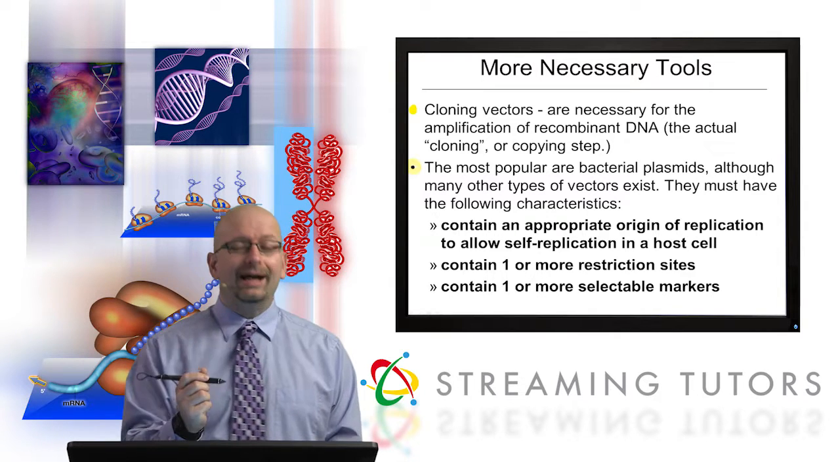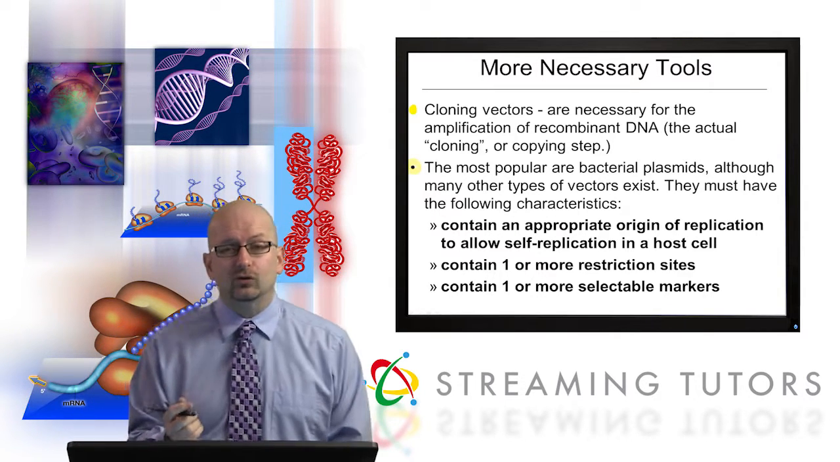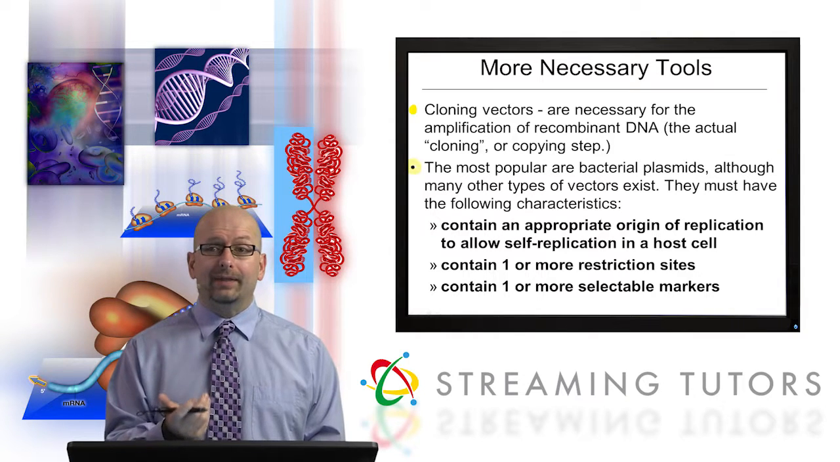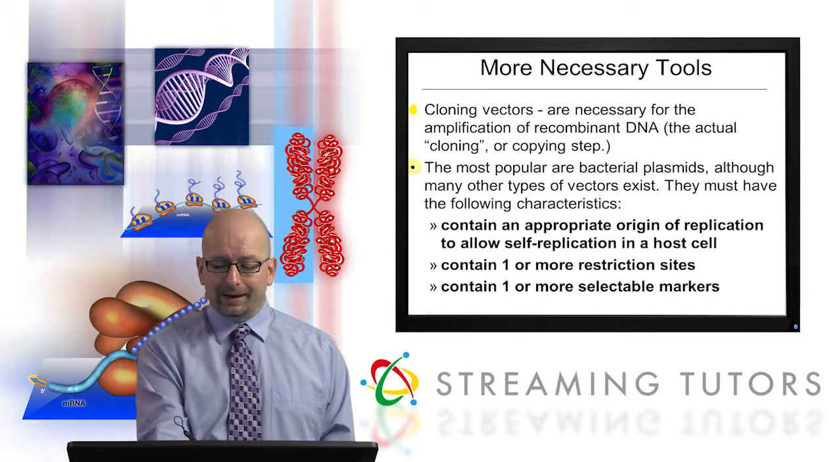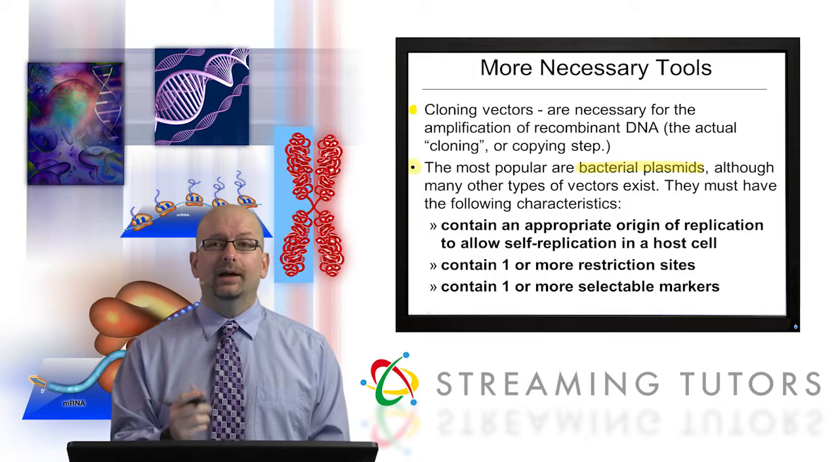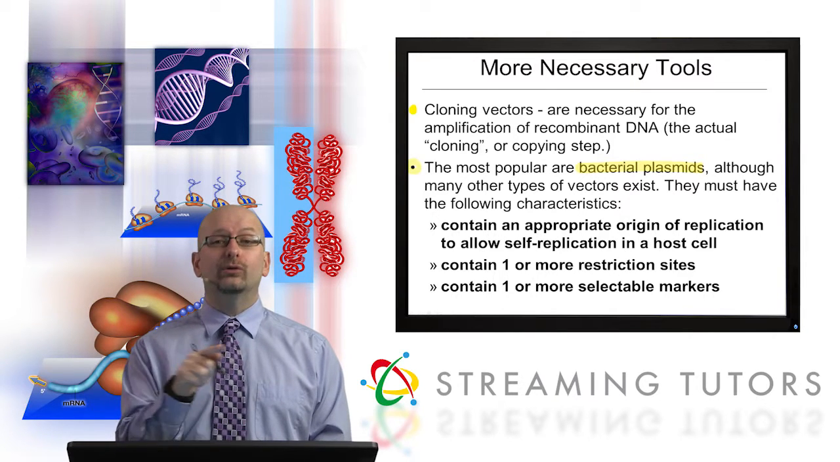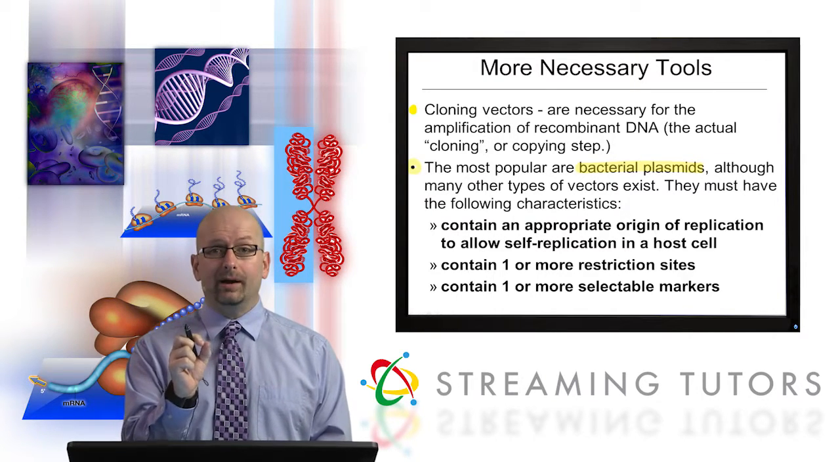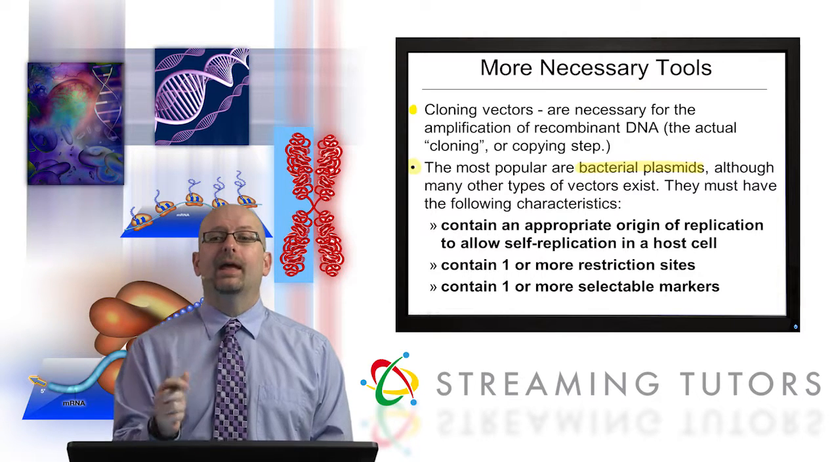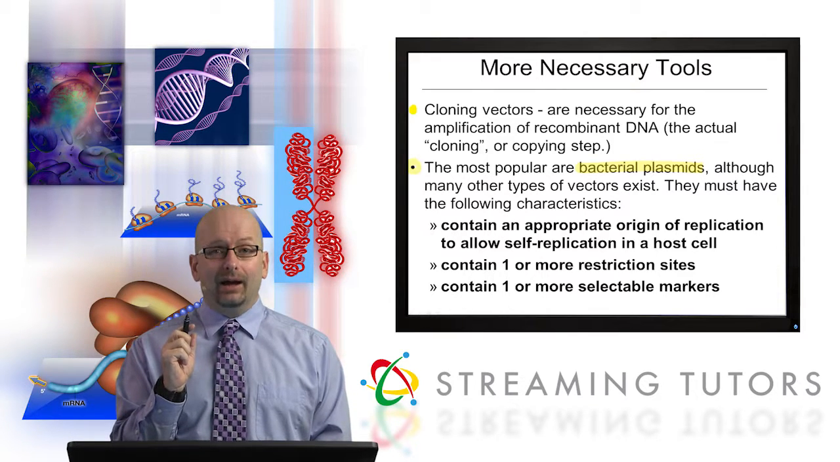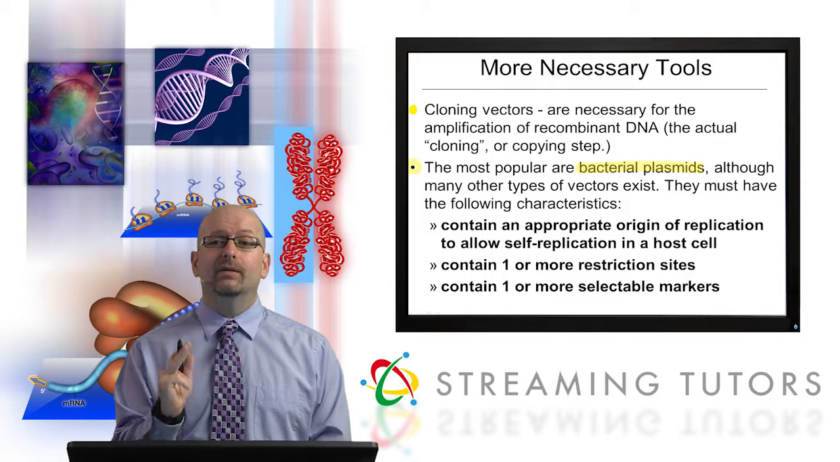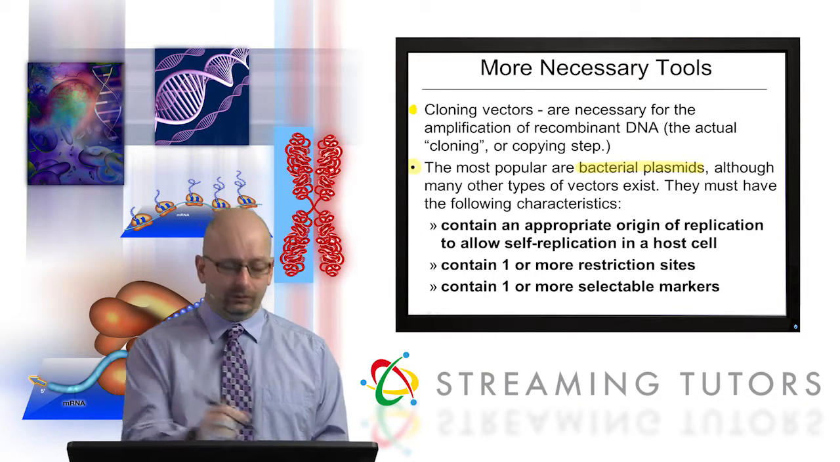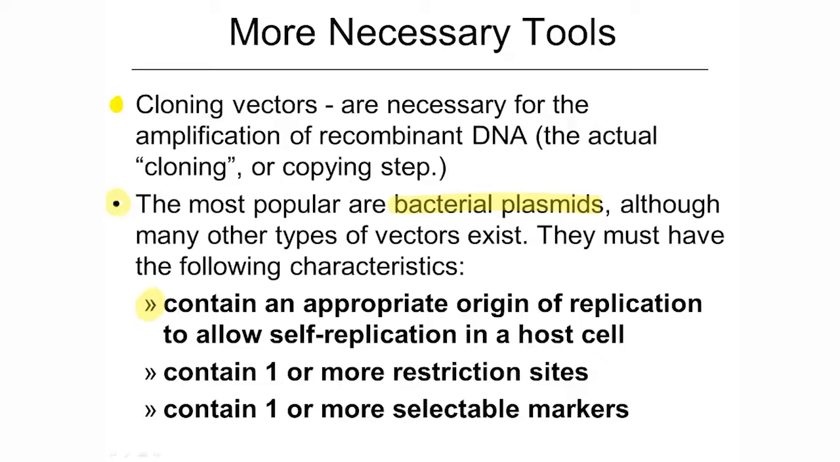Now, there are lots of types of cloning vectors. The easiest one to understand, I think, and a popular choice, are bacterial plasmids. A plasmid is an extra chromosomal small ring of DNA, all right? And a proper vector has to have the following three characteristics. They have to have an origin of replication. Remember, we talked about DNA replication before, which will allow them to self-replicate in a host cell.